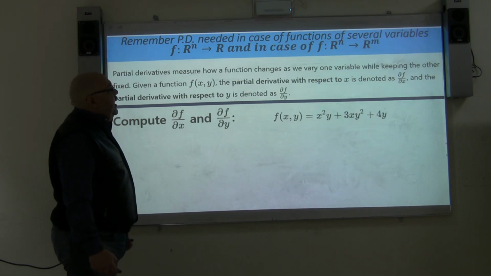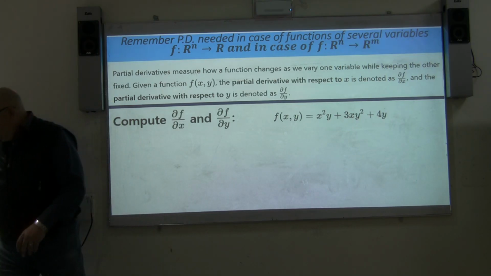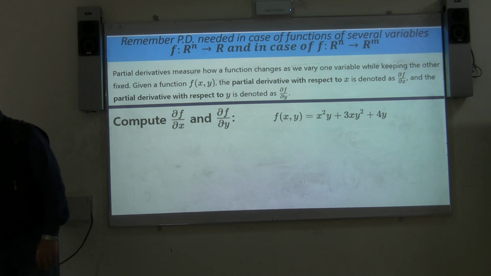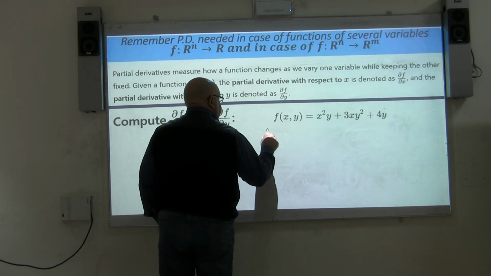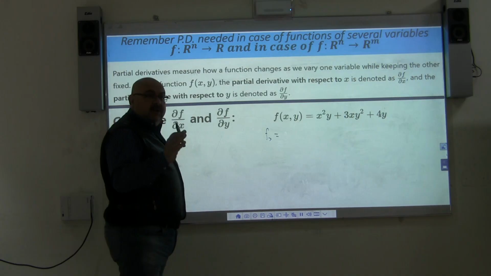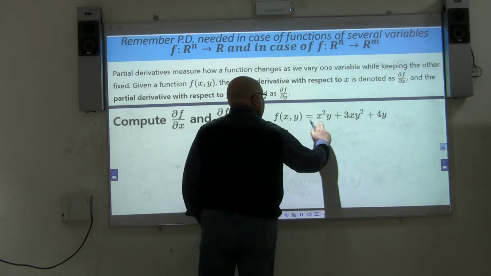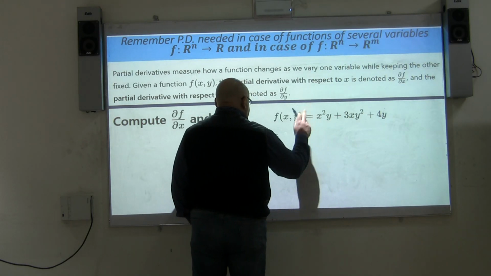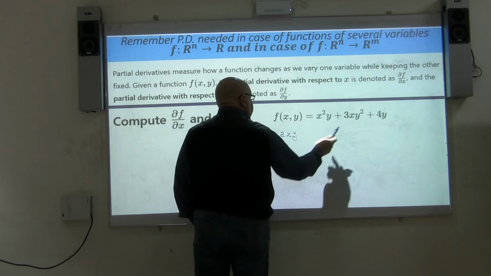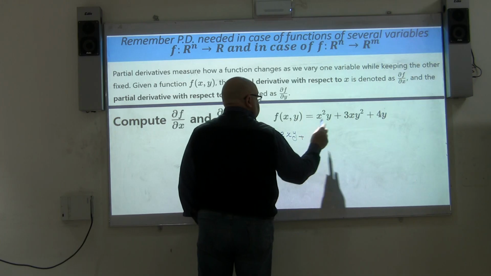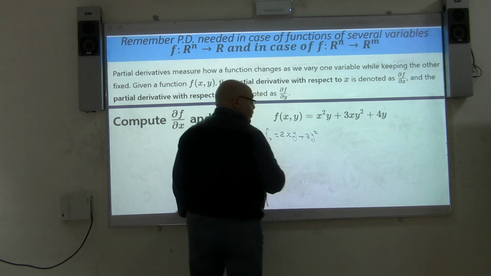For example, if I have f of x, y equal to x squared y plus 3xy squared plus 4y. If I want to differentiate this function with respect to x, so I need to get f sub x. How is it going to be? I will take the derivative with respect to x considering y as a constant. So this one, differentiating with respect to x, it's going to be 2xy. Once more, differentiate with respect to x. The derivative of x is equal to 1, so it's going to be 3 times y squared.